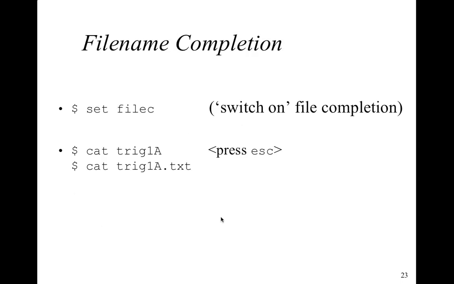So filename completion also exists. You can set filec, which is switching on the filename completion feature, to say cat, which is going to print out to the screen, trig, or actually no, let me not lead you wrong on that command. Cat space trig 1a with a space escape. It's going to essentially fill it in for you.